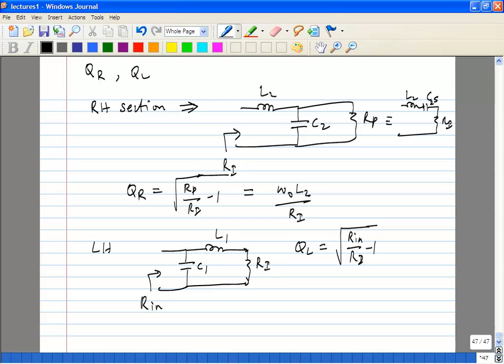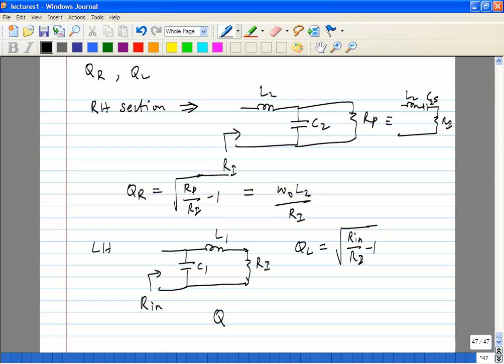that, right? Because in this case, your Ra is a series component. When you convert it to a parallel RLC, your Rn will be larger than Ri, right? So in this case, your Rn is your Rp, Ri is Rs. So your Q for the left side is root of Rn over Ri minus 1. Is that clear? Okay.